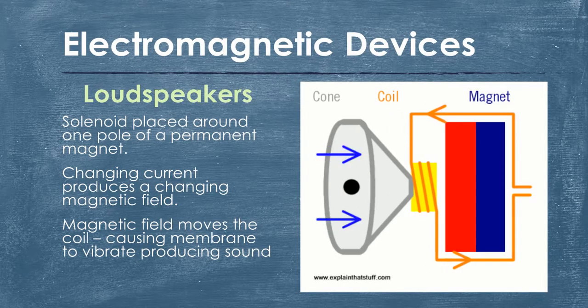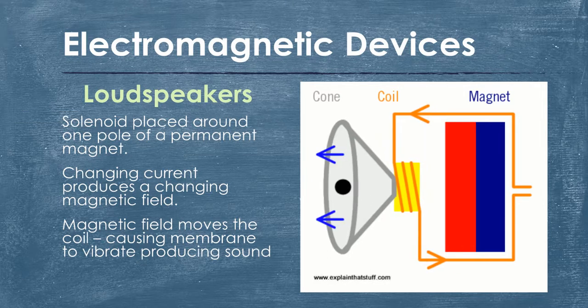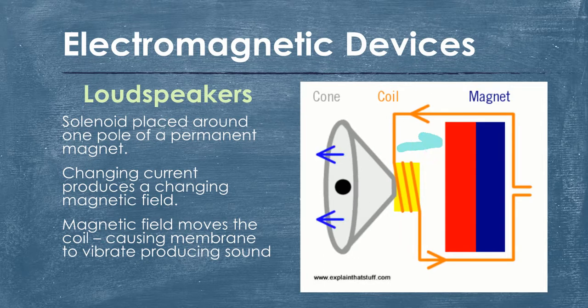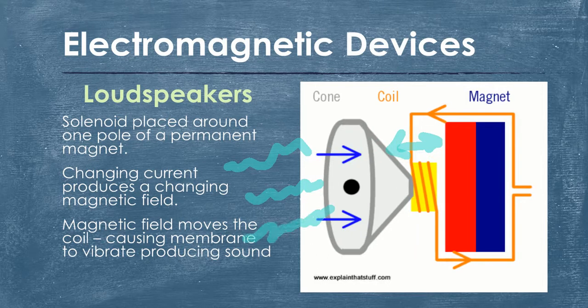Our last device is a loudspeaker. In a loudspeaker, a solenoid is placed around one pole of a permanent magnet. Changing the current, reversing the direction one way or the other, changes the magnetic field, and the magnetic field changing, attracting from positive to negative, moves the coil, and this vibration produces sound waves. This is how a loudspeaker works.